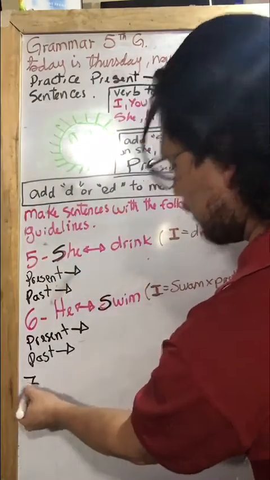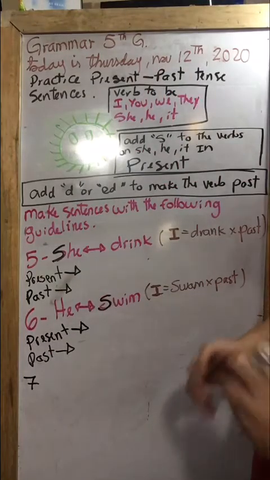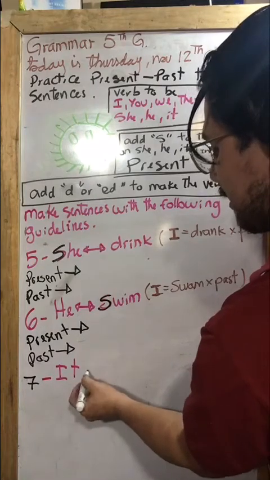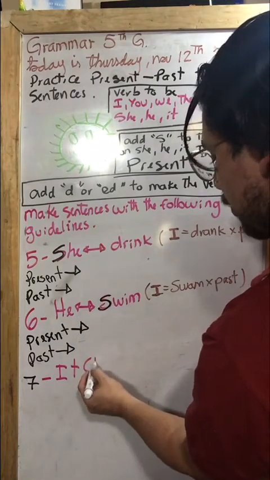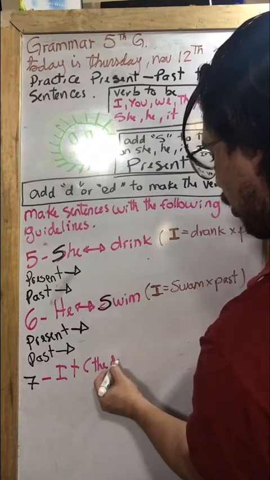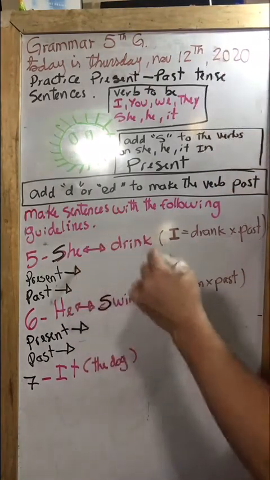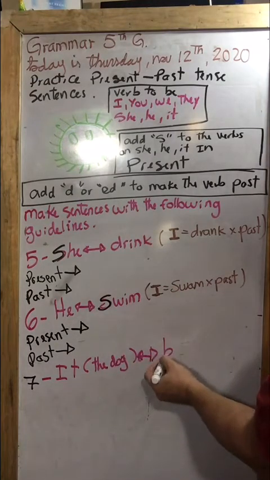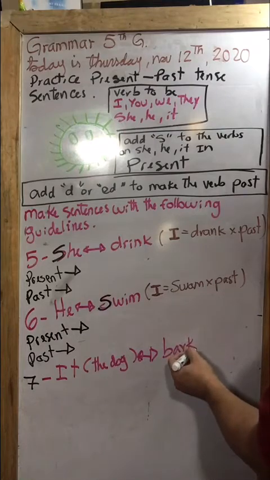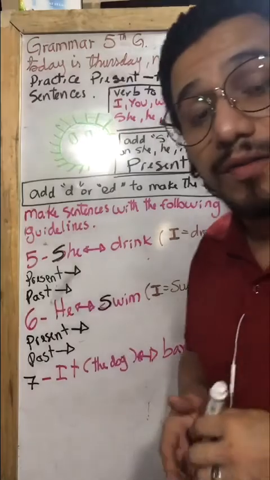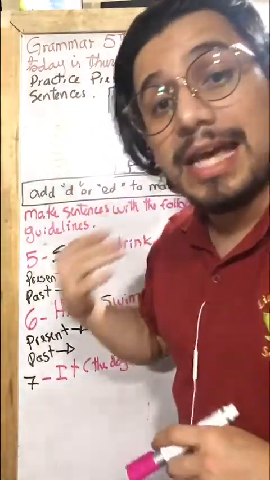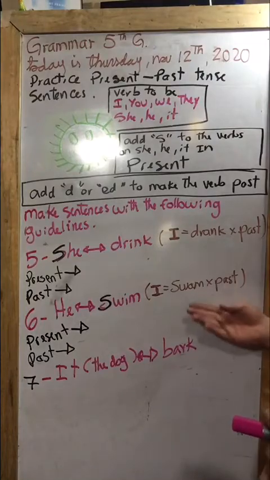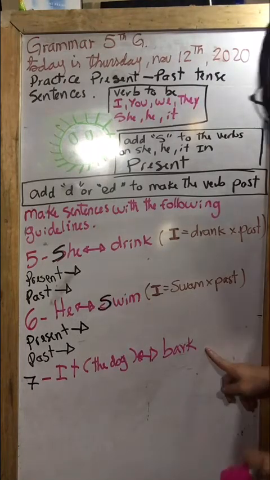Seven, I have eat. Now in this case for eat, we are going to use the dog, okay? And then we are going to write bark. Bark is the form of communication for the dogs. They don't speak, they bark. Woof, woof, woof. So that would be regular. If I don't write this in brown, that means that it's regular.